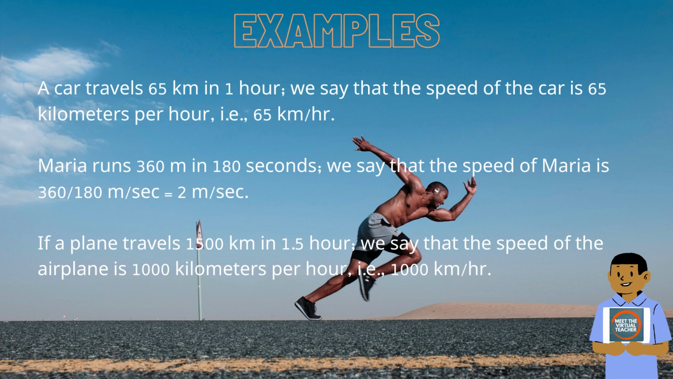Examples are a car travels 65 kilometers in 1 hour. We say that the speed of the car is 65 kilometers per hour. Maria runs 360 meters in 180 seconds. We say that the speed of Maria is 360 divided by 180, which is equal to 2 meters per second. If a plane travels 1,500 kilometers in 1.5 hours, we say that the speed of the airplane is 1,000 kilometers per hour.